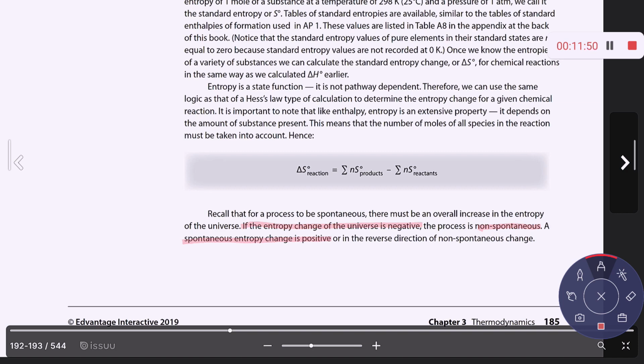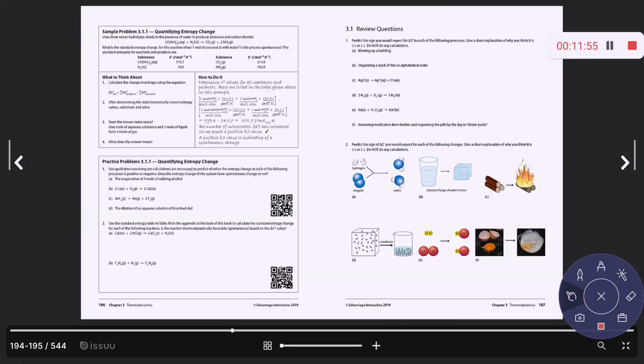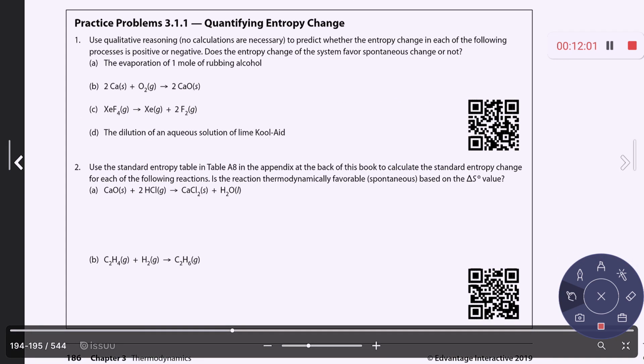So let's take a look at the next page at the practice problems, and let's go ahead and apply this concept. So if you take a look at number 1, they want us to use qualitative reasoning to determine whether the entropy change is going to be positive or negative, and then whether it's spontaneous. So if you take a look at A, we're evaporating rubbing alcohol. Well, those particles are going to be more random, right? More randomly placed in the gas phase. So that's a positive change in entropy. And since it's positive, that means it's a spontaneous process.